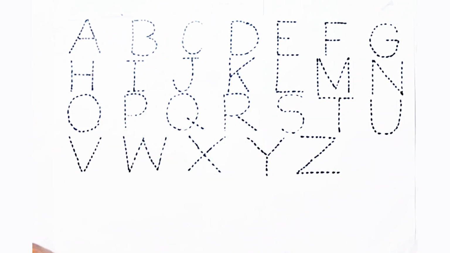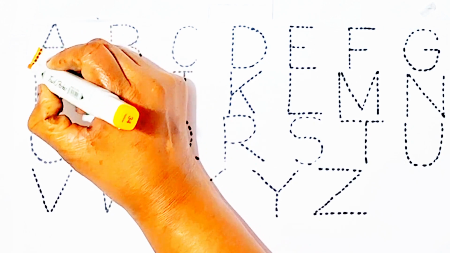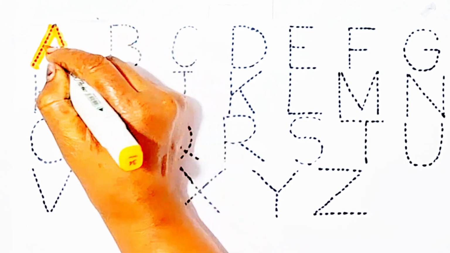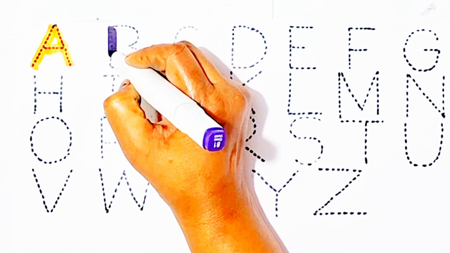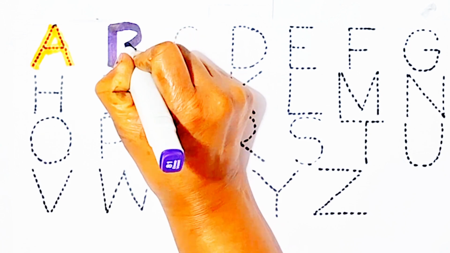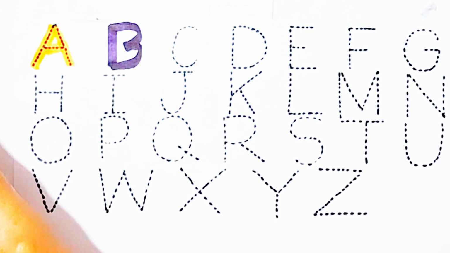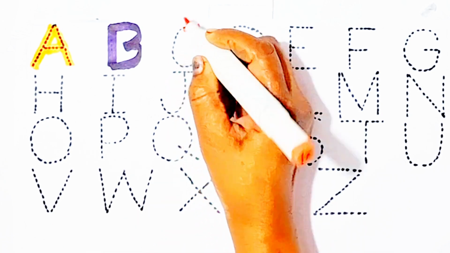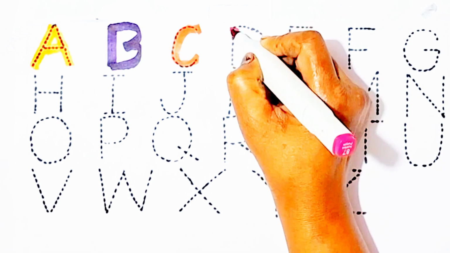Wow! Today we will learn alphabet with fruit names. Let's start. A for apple. B for banana. C for custard apple.